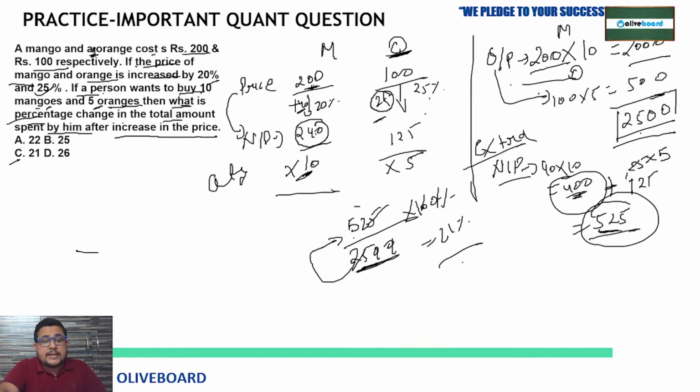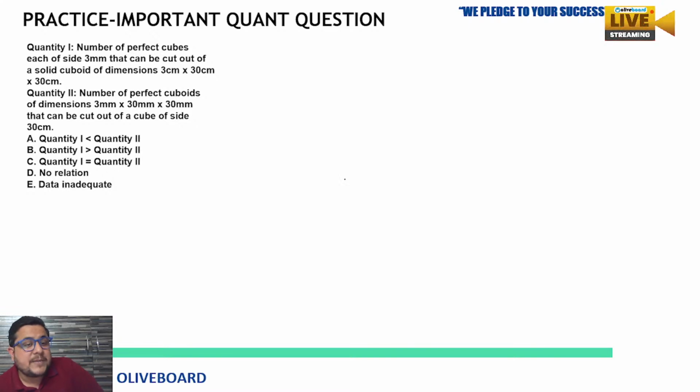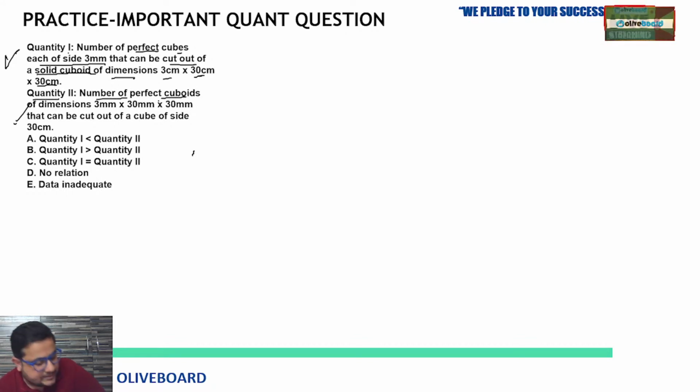Now let's move on to the next question. The next question is also based on quantity comparison. Quantity 1: the number of perfect cubes of each side 3 mm that can be cut out of the solid cuboid of dimensions 3 centimeter, 30 centimeter, 30 centimeter. Quantity 2: the number of perfect cuboids of dimension 3 mm, 30 mm and 30 mm that can be cut out of the cube of side 30 centimeter. So you have to decide the relation of these two quantities.